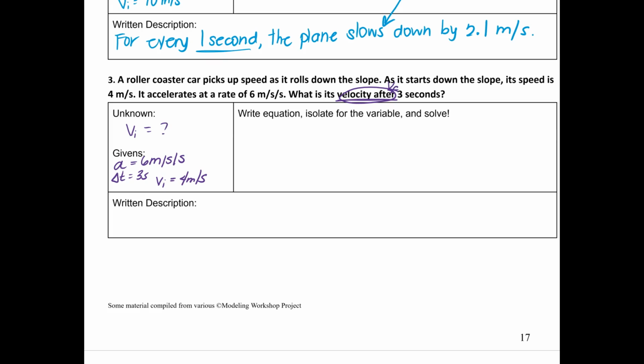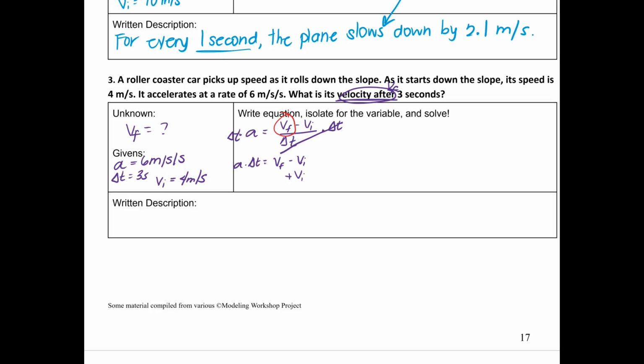So this time we'll use a is equal to final velocity minus initial over the change in time. And since what we are trying to find is the final velocity, we have to get rid of everything else. And the way we do that is through algebra. We're going to multiply by time first, and that cancels out. So we have a times time is equal to VF minus VI.